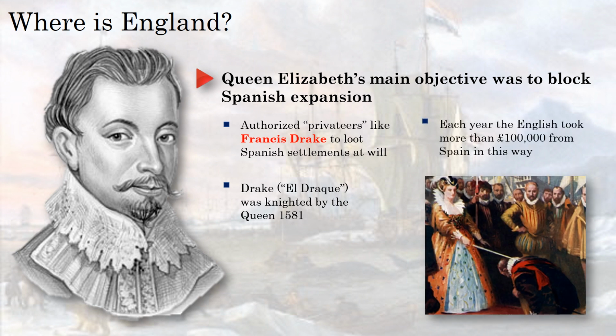So each year, the English would harass all of the Spanish settlements, or the Spanish settlements that were left open to it. And they started to take more than 100,000 pounds away from Spain in this way. And as you can imagine, the Spanish are really annoyed by the English for these efforts.